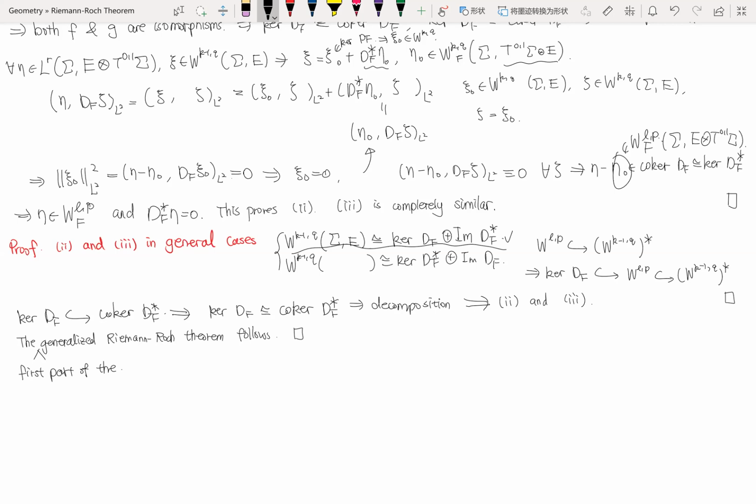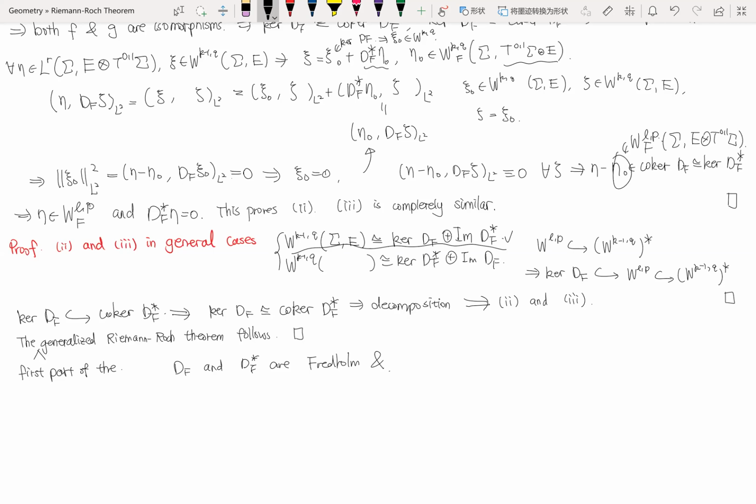I think we have also got the explicit statement of the proof of the theorem. So let's record the main theorem. So this says that D_F and D_F star are Fredholm. This has been proved. And we have the following relation.